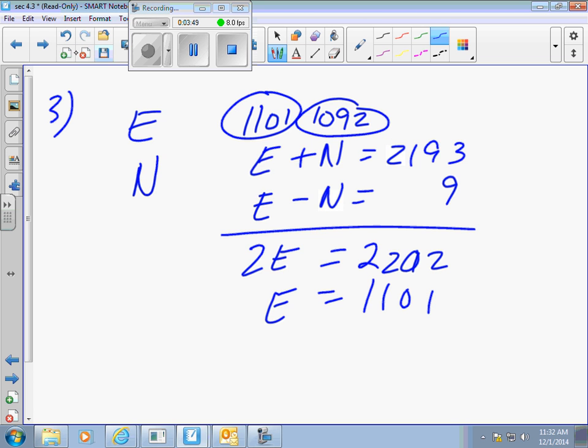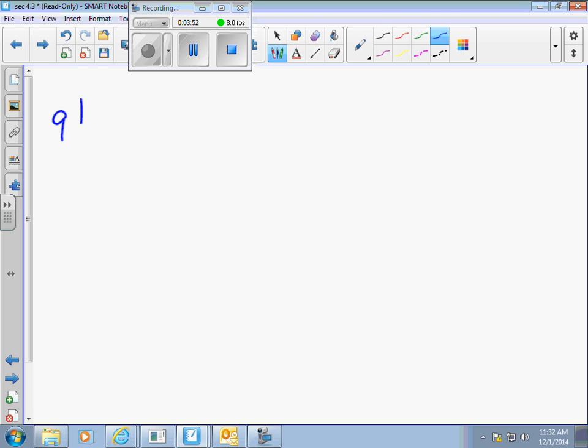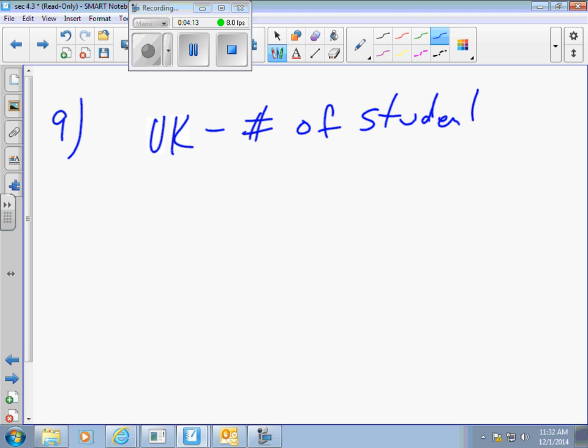And number 9, let's do number 9. The United Kingdom is the most popular host country for students abroad. So I'm going to say UK is the number of students from the UK. And the second most popular is Italy. And I'll use I for the number of students from Italy.